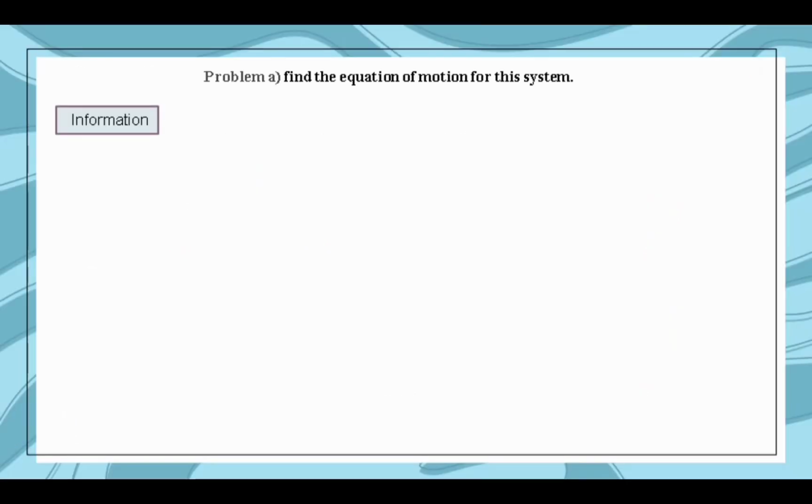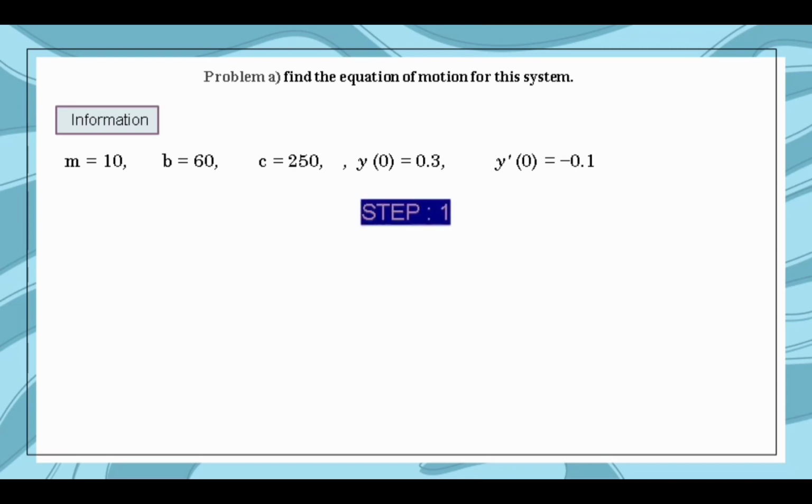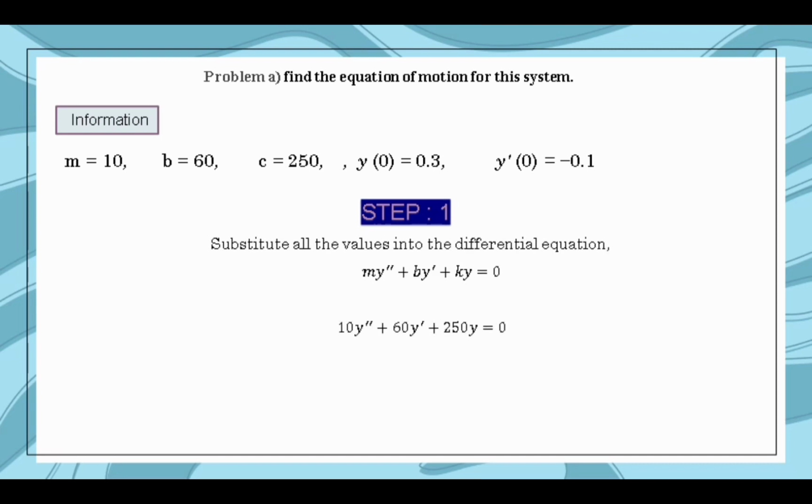So we return to focusing on problem A. Firstly, we need to extract the information from the question. We have m equals 10, b equals 60, k equals 250, and the following initial conditions. The first step is to substitute all the values into the differential equation, which will result in 10y double prime plus 60y prime plus 250y equals 0. We need to ensure that the coefficient of the second derivative is 1, so we divide the equation by 10 and it will give this equation.